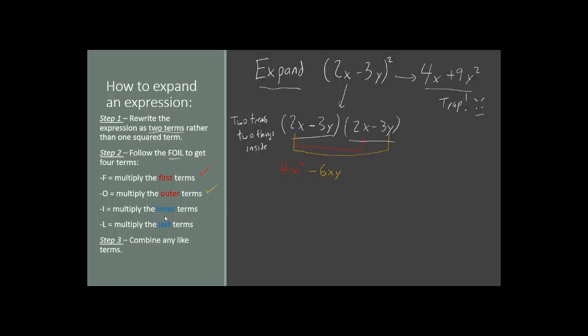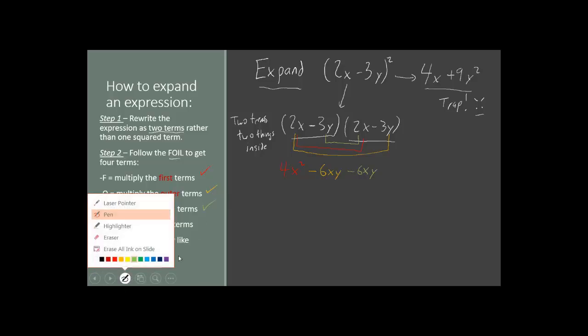Now we multiply the inner terms. That is, this negative 3y with this 2x. Well, handle the numbers first, then the letters. Negative 3 times 2 is again negative 6. And x times y is again xy. That takes care of the inner terms.